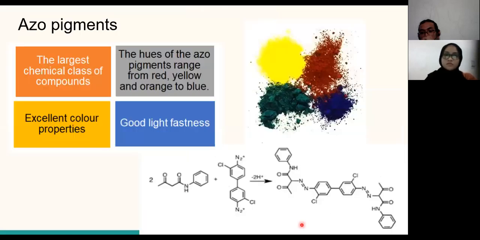Okay, the next example is azo pigments. It is the largest chemical class of compounds. The hues of azo pigments range from red, yellow, and orange to blue. Azo pigments have excellent color properties and good light fastness. So this is an example of the azo pigments chemical structure.